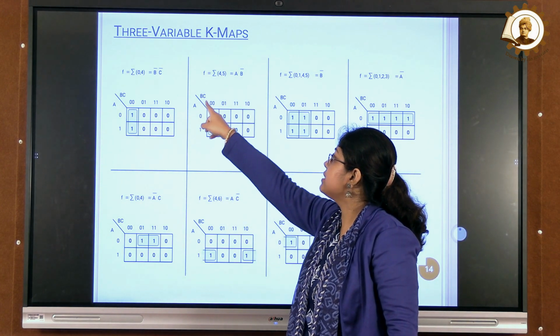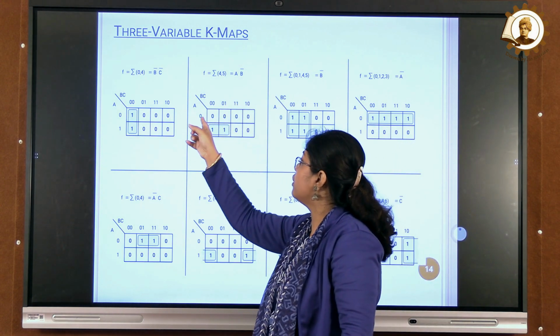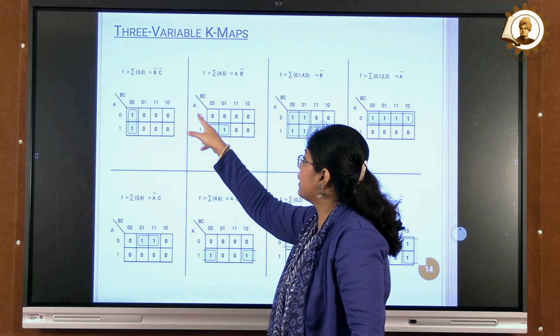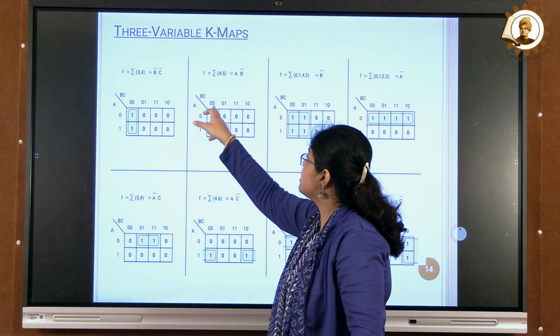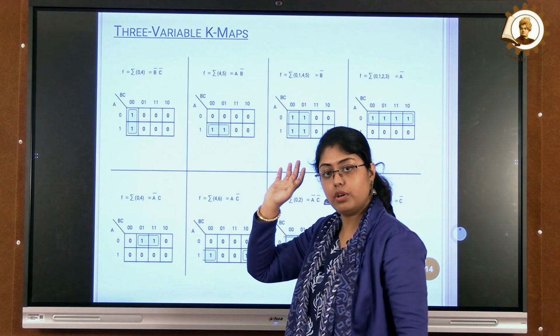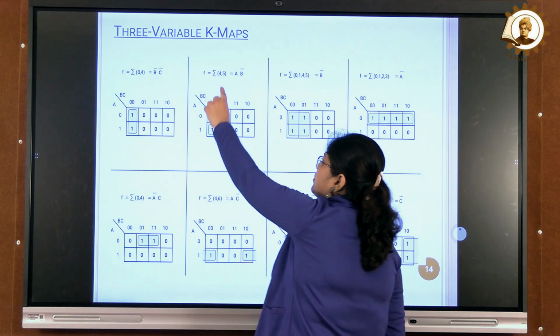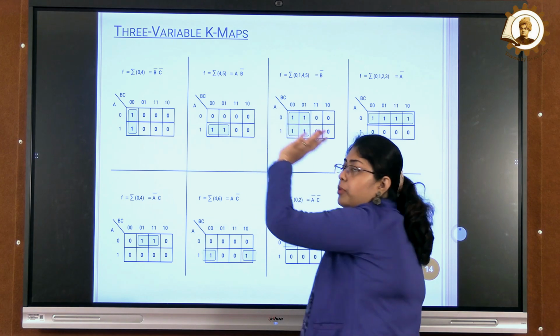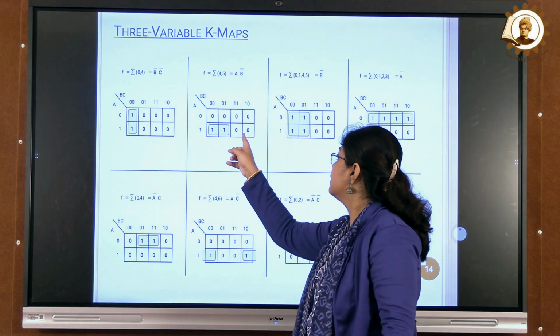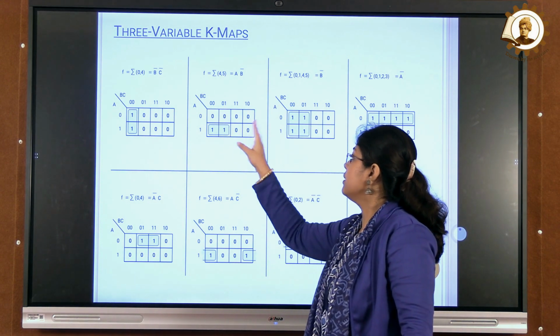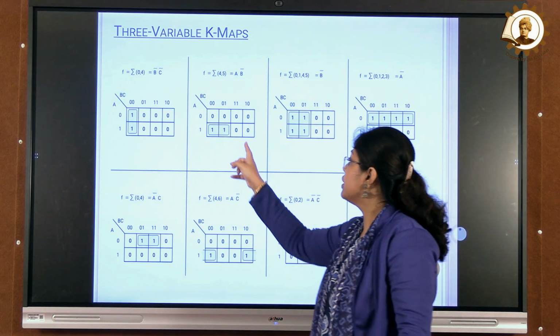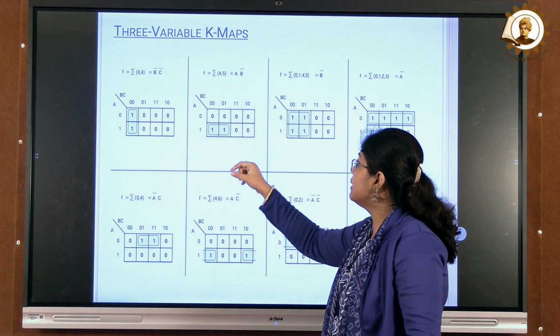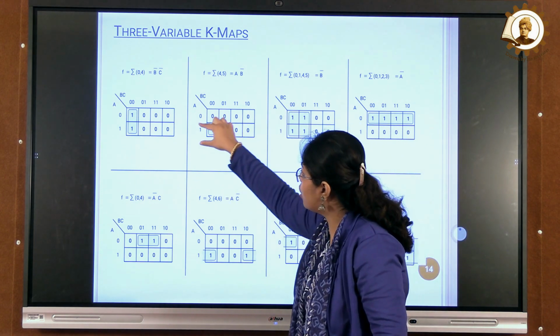So A, B, C, the same process we are following. A can be 0 or 1, and B is 0 0, 0 1, 1 1, 1 0. Now in this M4 we are putting 1, and in M5 we are putting another 1. The others are 0 here. So here we are making one pair and we are checking it row wise.